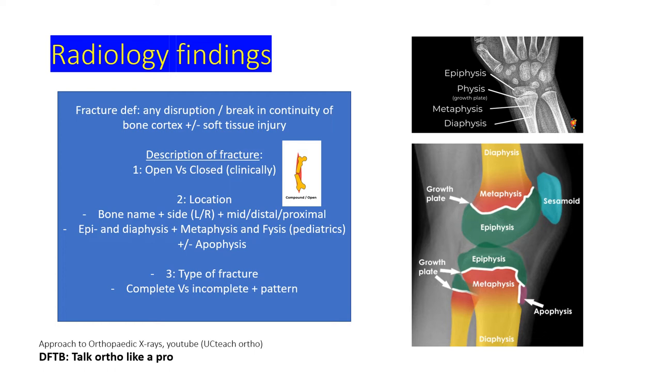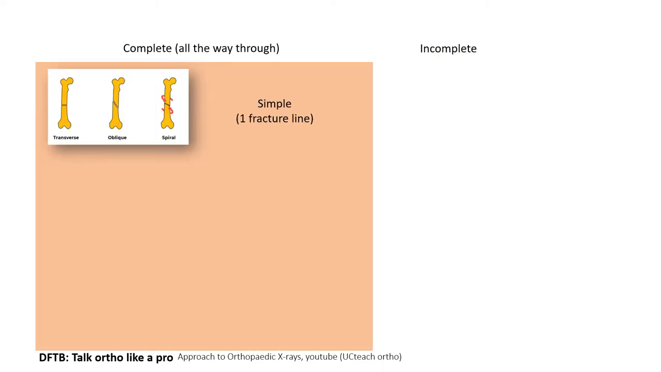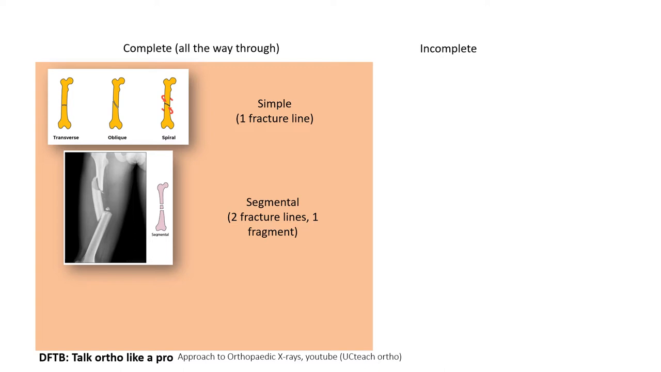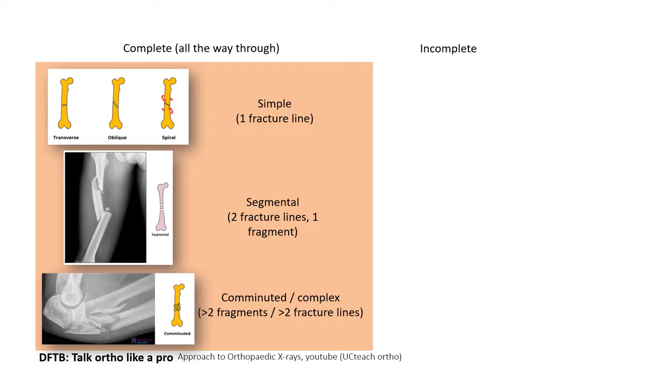Then you have to describe the type of fracture. Is it complete or incomplete? And what kind of pattern? So complete meaning all the way through, or incomplete meaning not all the way through. These are usually children's fractures. And then for completeness, you can talk about simple fractures. That's only one fracture line. That would be a transverse fracture, or an oblique fracture, or a spiral fracture, where it's not as clean, usually less sharp. Then you have two fracture lines, a fracture line here and here, meaning that there are three pieces. And this would be what you call a segmental fracture. And then you have your comminuted, where there are more than two fragments and more than two fracture lines.